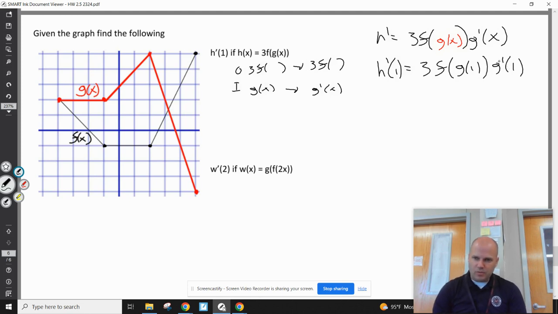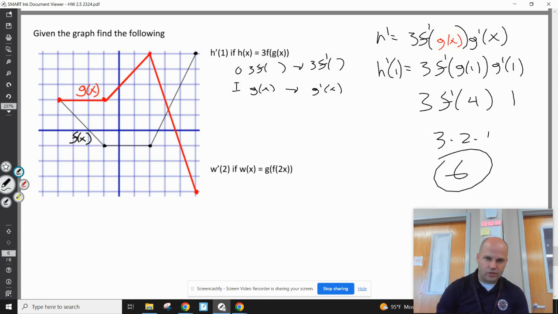Okay, g prime, slope of g at 1 is fortunately 1. I don't like how that value is 1. I'd rather it be negative 1 or something else, so change things. G of 1 is 1, 2, 3, 4. So this becomes f prime of 1, 2, 3, 4. F prime of 4 is the slope of f. Slope of f is positive 2. Up 2 over 1, the slope of that line segment is 2. So I think the answer is 6 to that one.